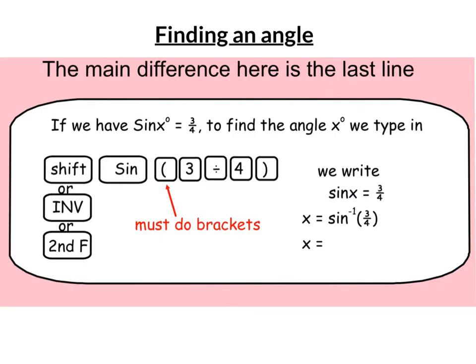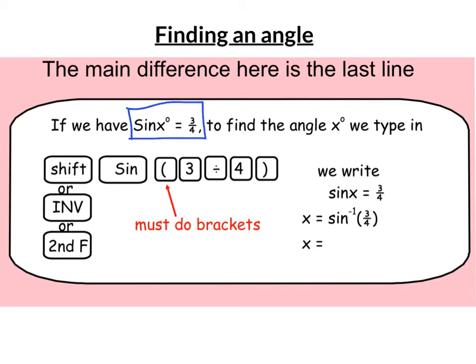Now we're going to look at ones for finding an angle. This is where the working changes. Everything at the beginning is still the same: drawing the triangle, labelling it, choosing the correct ratio. It's our working that will change. So the main difference is the last line. You'll get down to something that looks like this: sine of your unknown angle equals maybe a fraction.